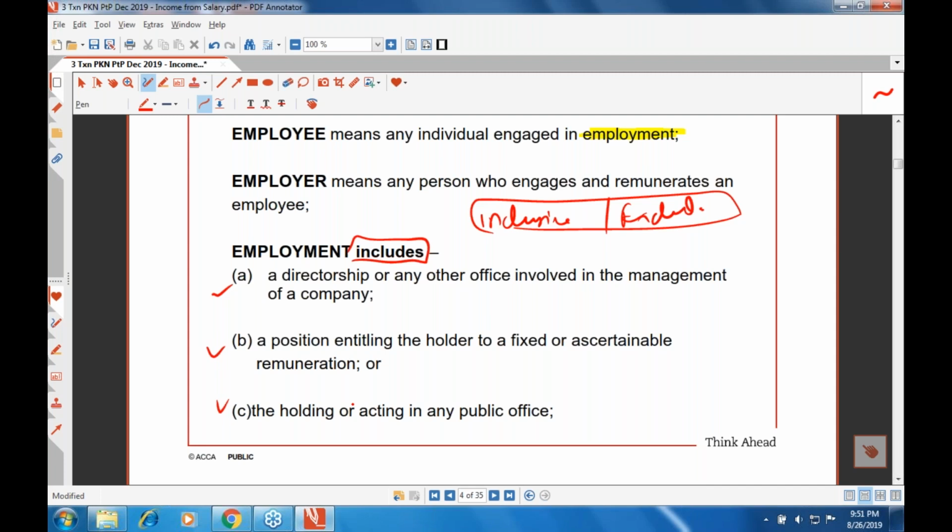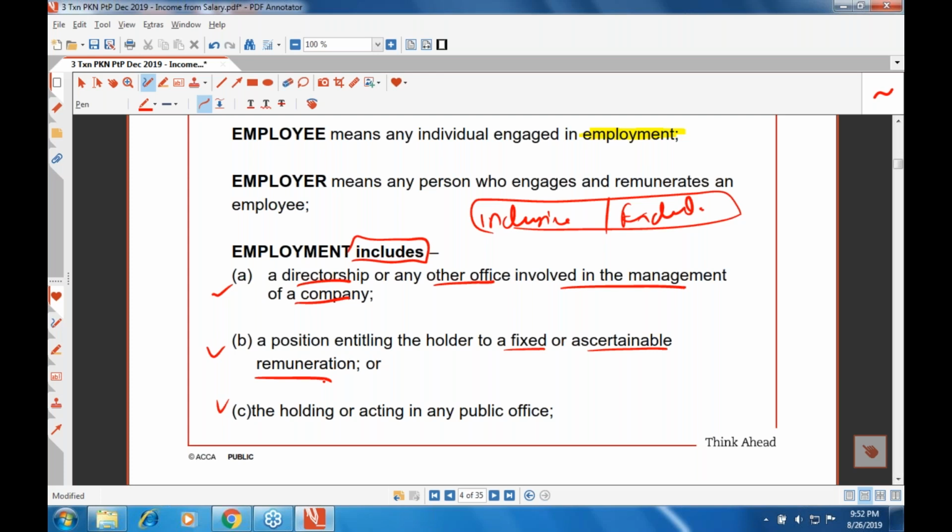Now, what is included? It says a directorship or any other office involved in the management of a company. So if you are a director or you are holding any other management office, chief operating officer, etc., you are all considered to be an employee. A position entitling the holder to a fixed or an ascertainable remuneration. A lot of companies, when their employees retire, hire them as a contractor or a service provider. Those employees continue to work like an employee. It's just that their legal status within the company is of a contractor or service provider, and not of an employee.